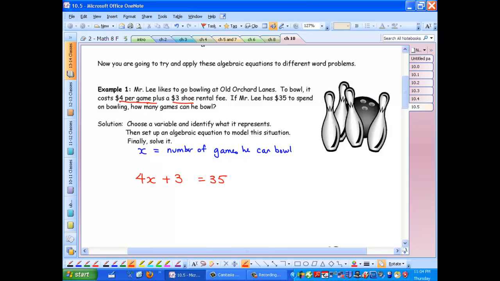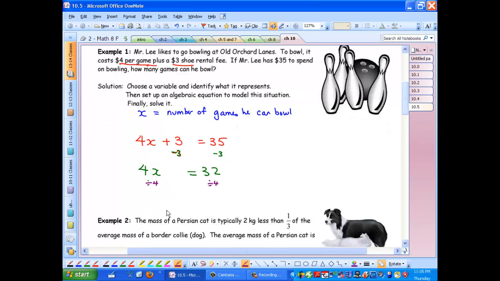So now how do you solve this lovely equation? Remember, it's opposite operation, or trying to isolate the variable. So we'll subtract 3 off of both sides. We're left with 4x equals 32. Then the opposite of multiplication is division. So we'll just divide by 4. And then we have it, x equals 8. So how many games can he bowl? You can say in a sentence, Mr. Lee can bowl up to 8 games. Done.